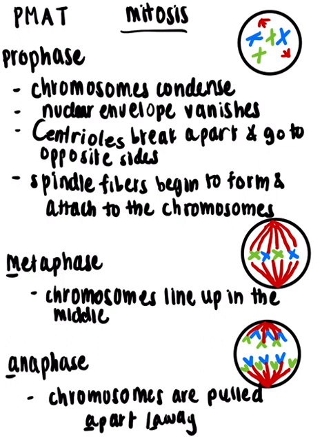You have the centrioles that break apart, and these are the red ones, that go and move towards the opposite poles, the opposite sides. Then you have the spindle fibers that begin to form and attach to the chromosomes. Then you have metaphase. I like to think M for middle. So chromosomes line up in the middle.